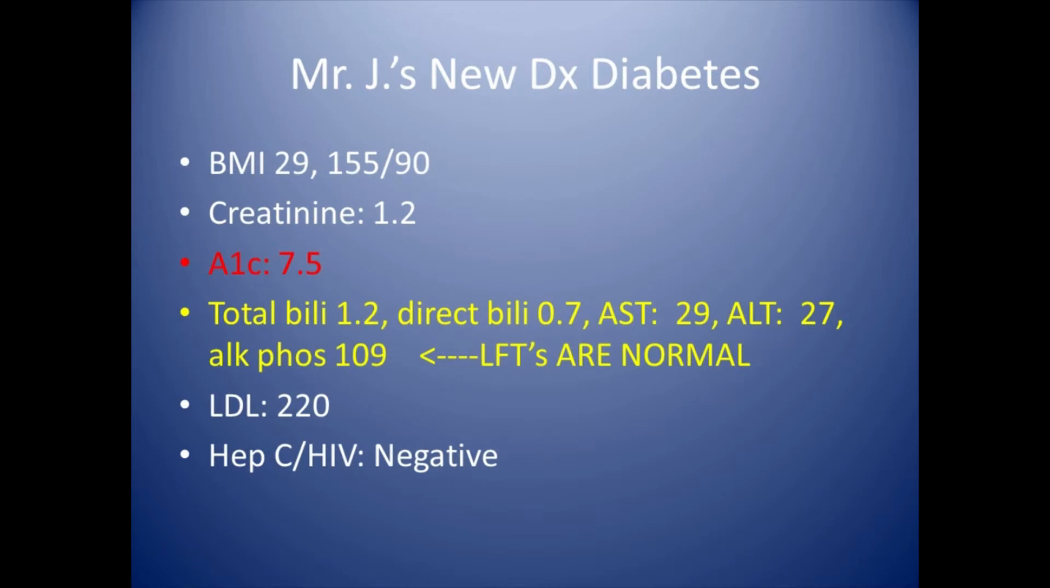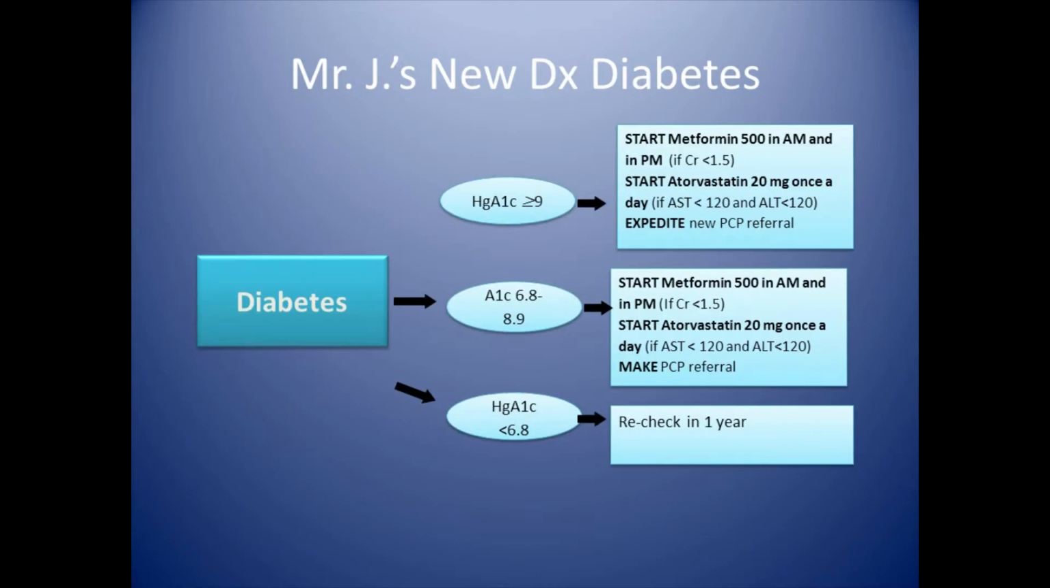In this context, if his hemoglobin A1C was greater than or equal to 9, we recommend the provider start metformin 500 milligrams twice daily if his creatinine is less than 1.5. We also recommend starting Atorvastatin 20 milligrams at nighttime if the AST and ALT were both less than 120. These patients should have a new expedited primary care referral if they do not otherwise have a primary care provider.